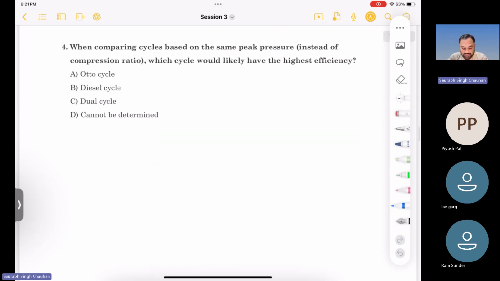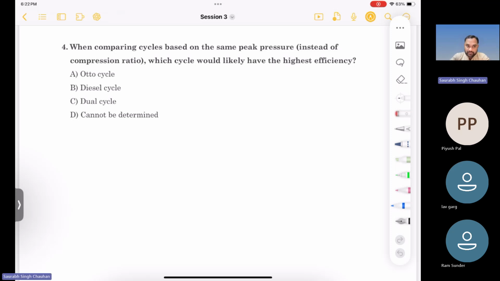Okay. Question number 4. When comparing cycles based on the same peak pressure instead of the same compression ratio, which cycle would likely have the highest efficiency? In the previous questions, the compression ratio was the same. Now the compression ratio is different and the peak pressure is the same. So we have to tell which cycle is likely to have the highest efficiency: Otto cycle, diesel cycle, dual cycle, or cannot be determined.